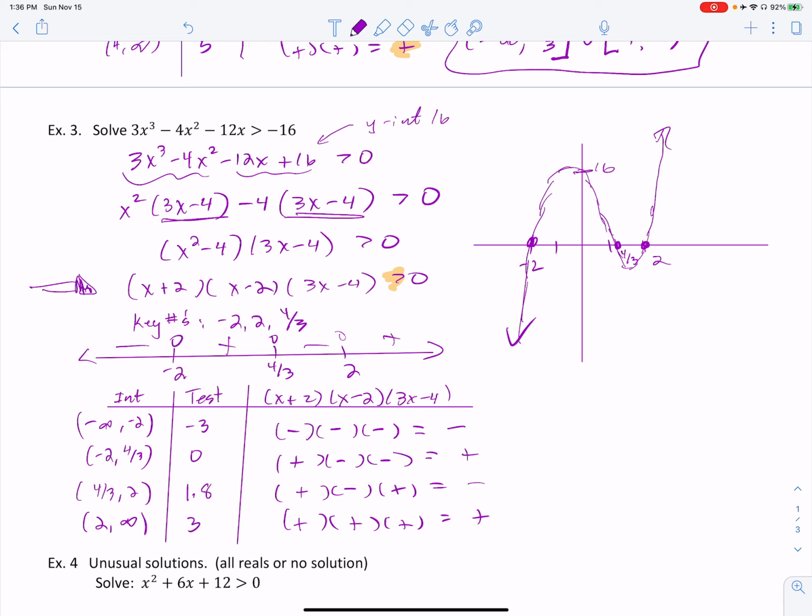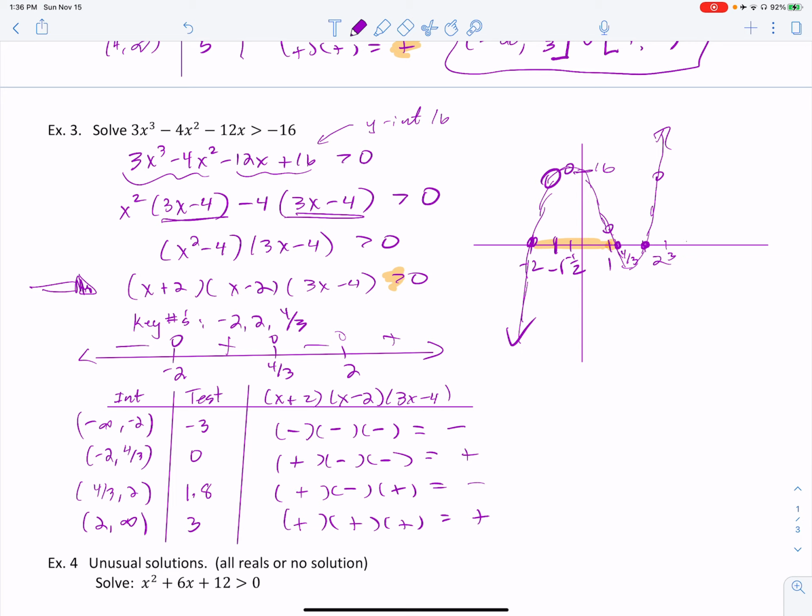I want all the x values that make this greater than 0. So what kind of x values are making this greater than 0? Well, at -1, the output's positive. So there's one. At -1/2, the output's positive. So there's another solution. At 1, the output is positive. So there's another. All of these x values between the -2 and the 4/3 are making the result positive.